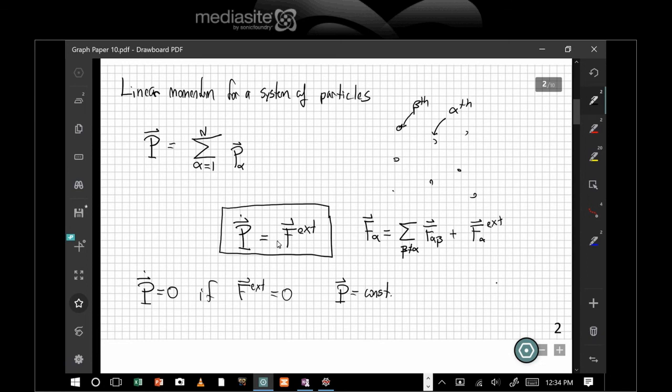We'll show in class that the system momentum will change if an external force acts on it. And thus, for a system of particles, the momentum of the system is only conserved if the net external force is equal to 0. And that is a result of Newton's third law.